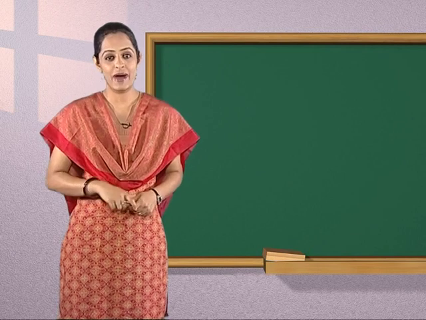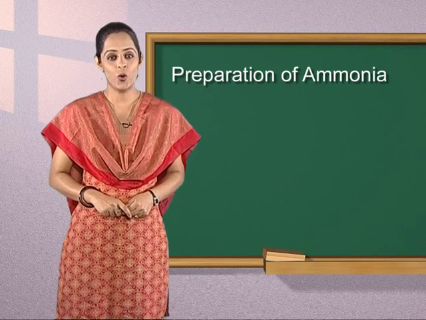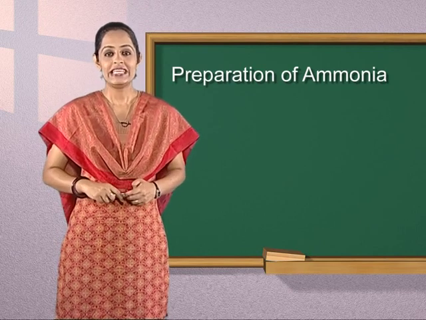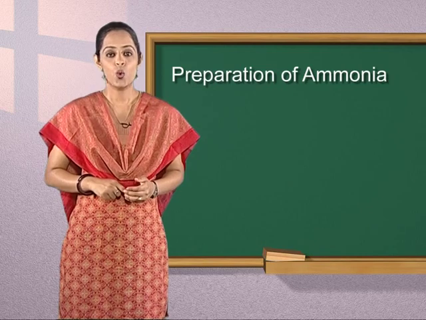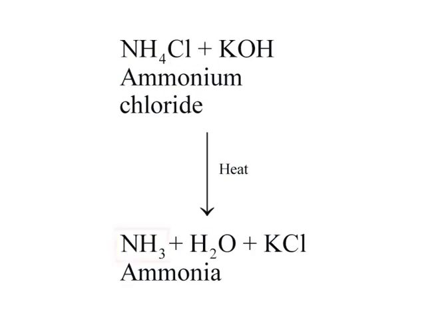We will next learn about preparation of ammonia. Ammonia is prepared by heating ammonium salts with a strong base. On a small scale, ammonia is prepared by heating ammonium salts with a strong base like sodium hydroxide. Ammonia is also prepared by treating ammonium chloride with potassium hydroxide. The products formed are ammonia, water, and potassium chloride.